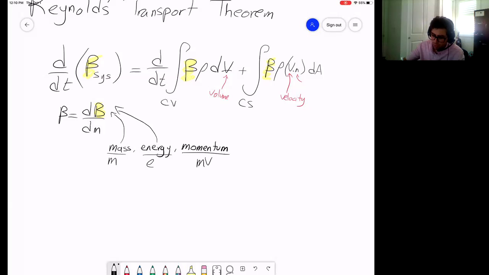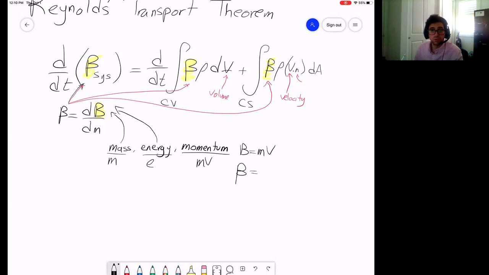And remember, we're plugging in beta in this equation. We're not plugging in B, right? So beta is here, and there is another beta here, and a beta right here. We said B can be m, energy can be E for B, and what about momentum? We said mv. So for this one, B is equal to mv for momentum. So beta, what is beta equal to?